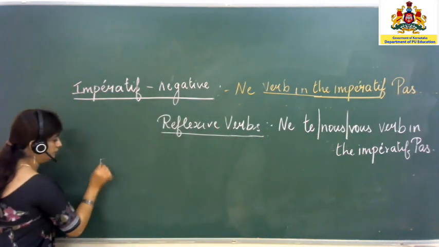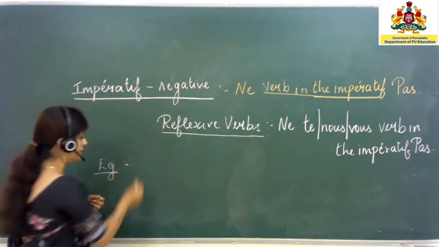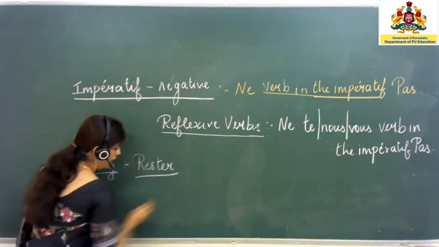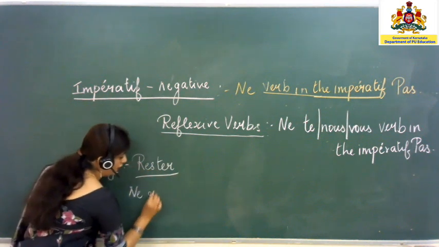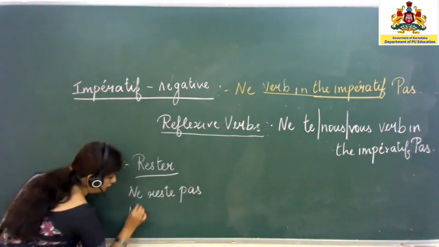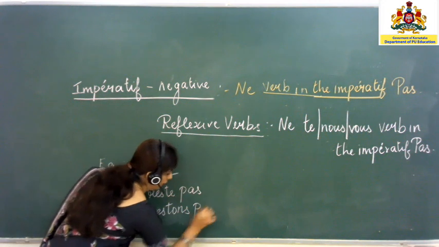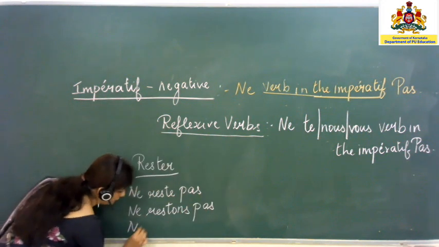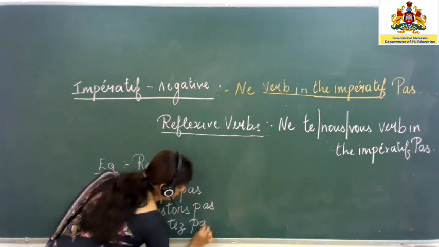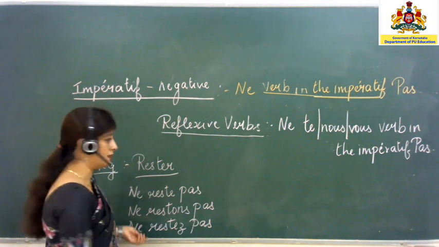Example. If I have to put the verb rester in the negative, imperative negative, how would I do it? Ne, R-E-S-T-E, pas. Ne, R-E-S-T-O-N-S, pas. And ne, R-E-S-T-E-Z, pas. Fine. This is your imperative negative for a normal sentence.